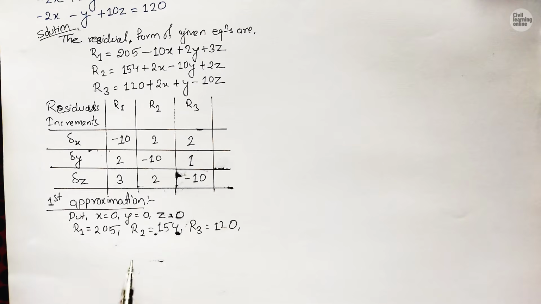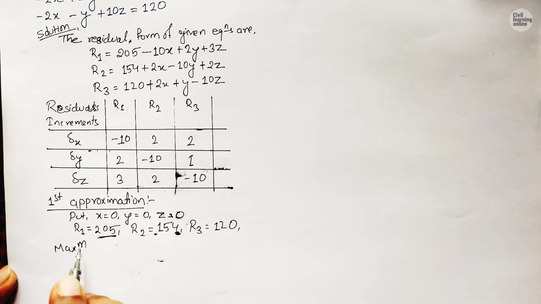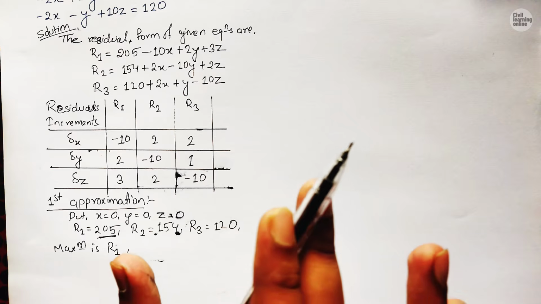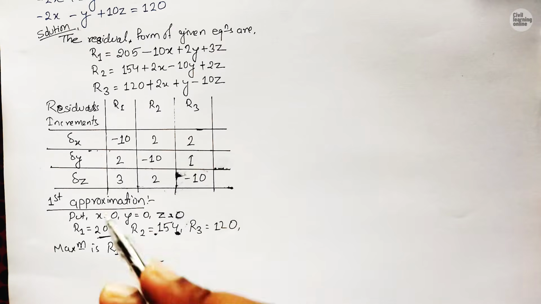Now, as we have got the value of r1, r2 and r3, we will look for the greatest value among these three values. So the greatest among these three is r1, that is 205. So we will write here maximum is r1.